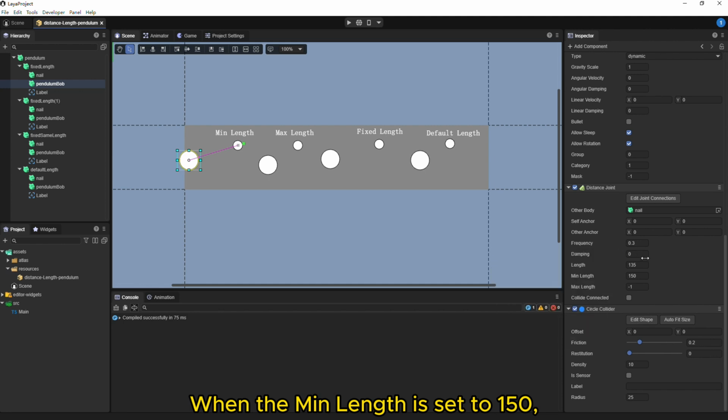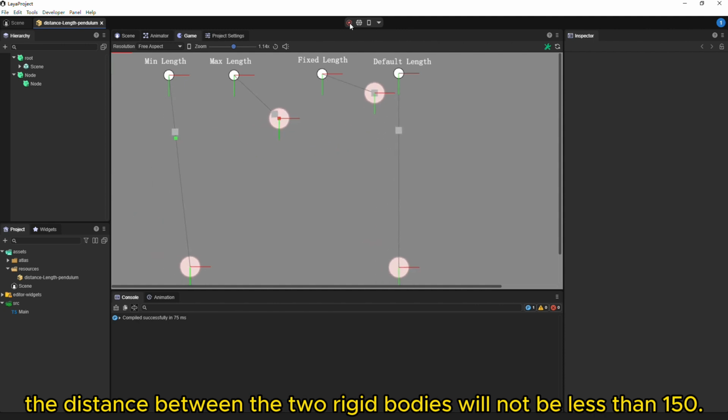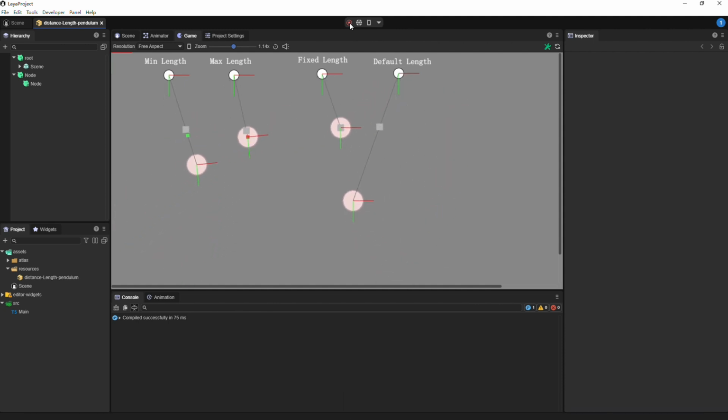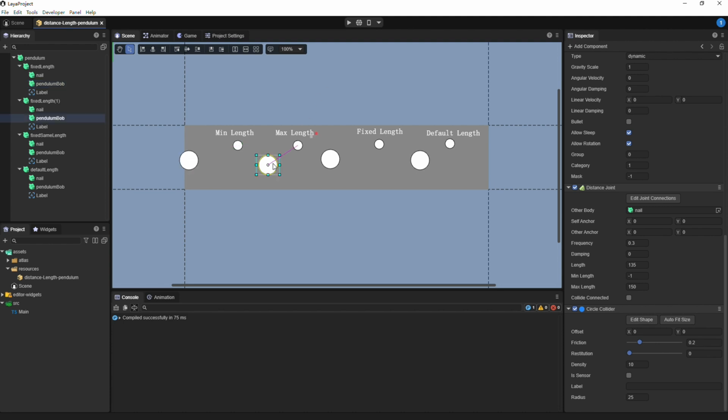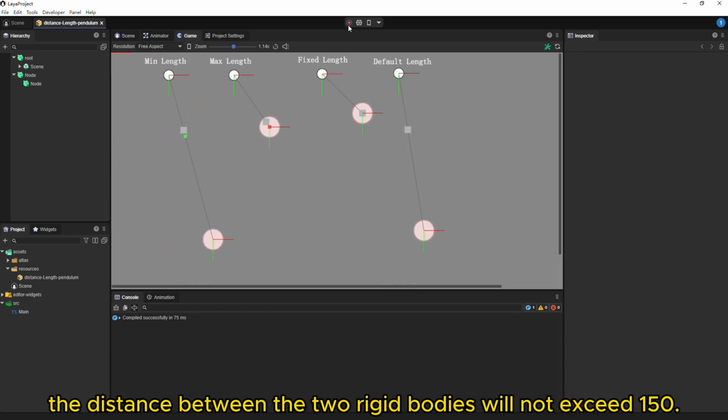When the min length is set to 150, during the oscillation process, the distance between the two rigid bodies will not be less than 150. When the max length is set to 150, during the oscillation process, the distance between the two rigid bodies will not exceed 150.